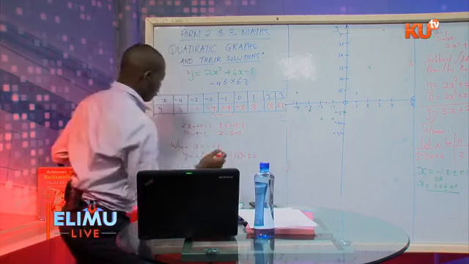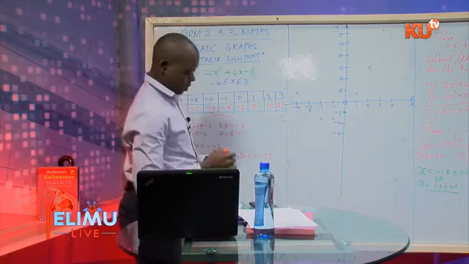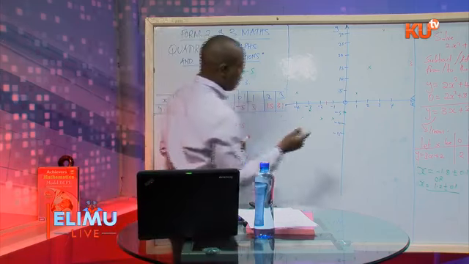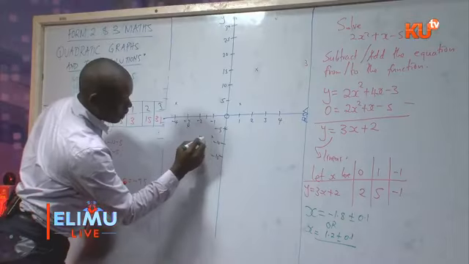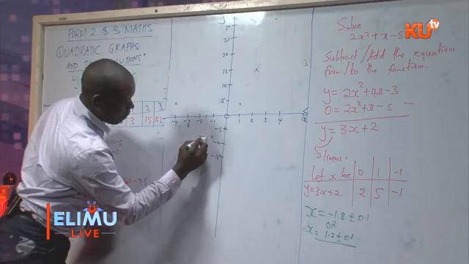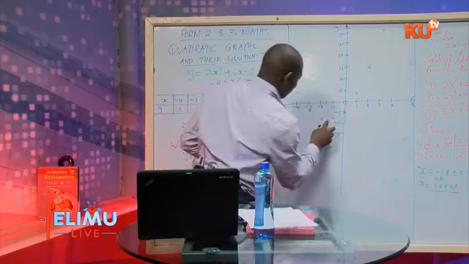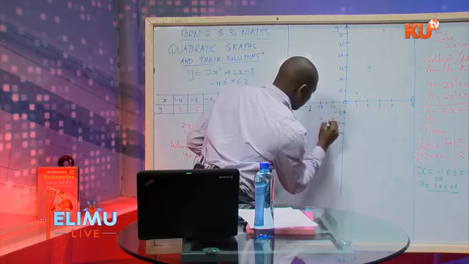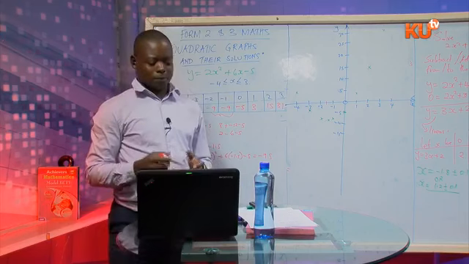Negative 9.5, good. So this is negative 9.5 as our turning point. So I will mark it here. Negative 1.5, negative 9 is yes, so slightly lower, so that we have that as negative 9.5. And that becomes our turning point for the curve.